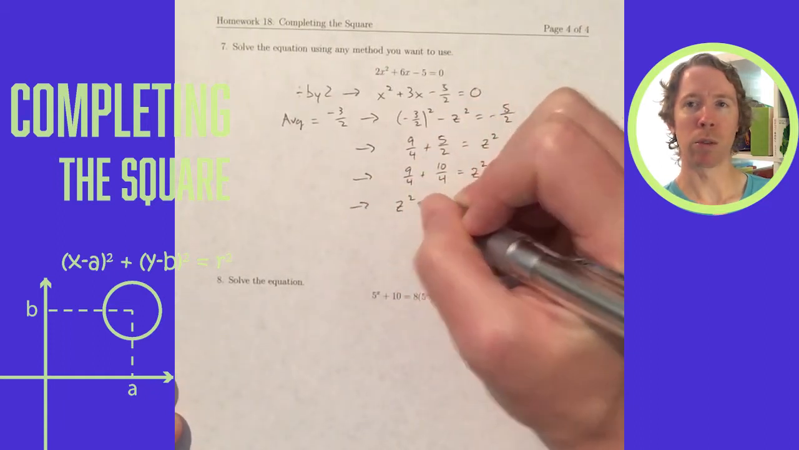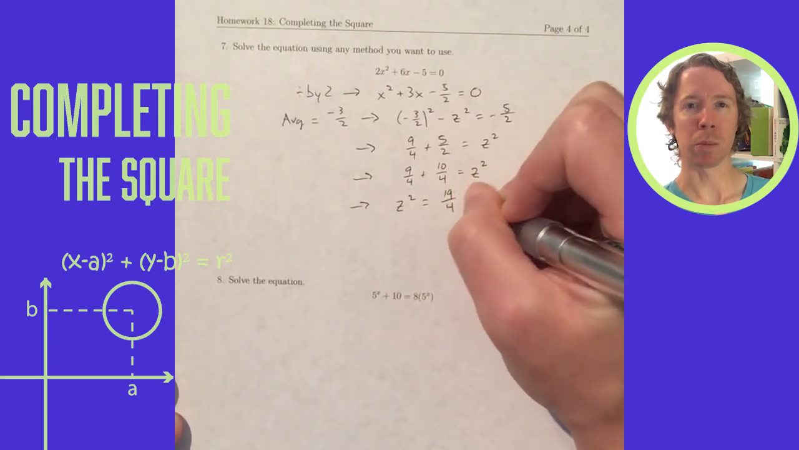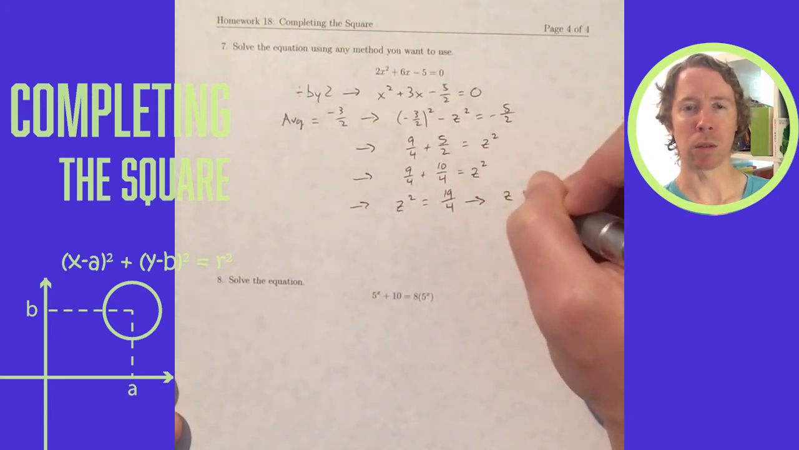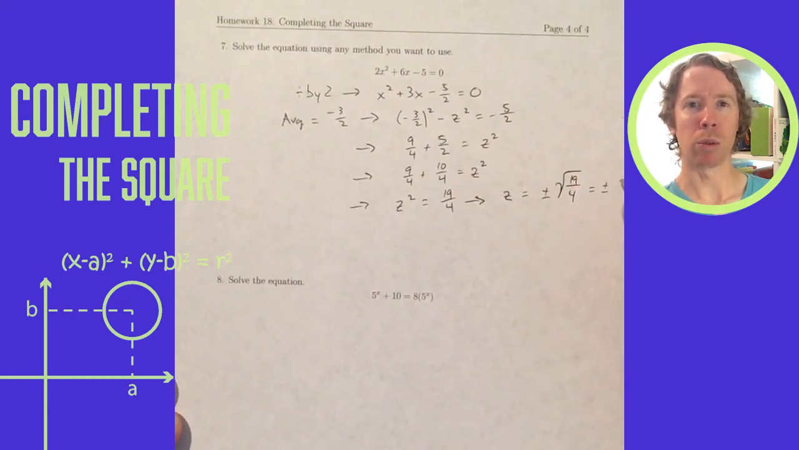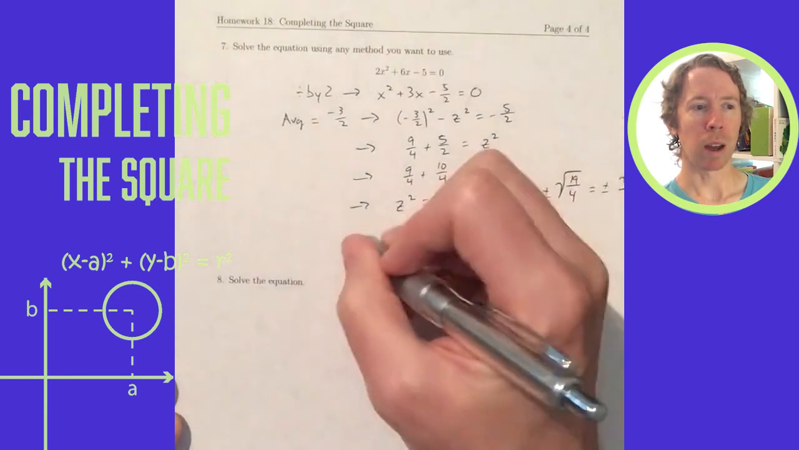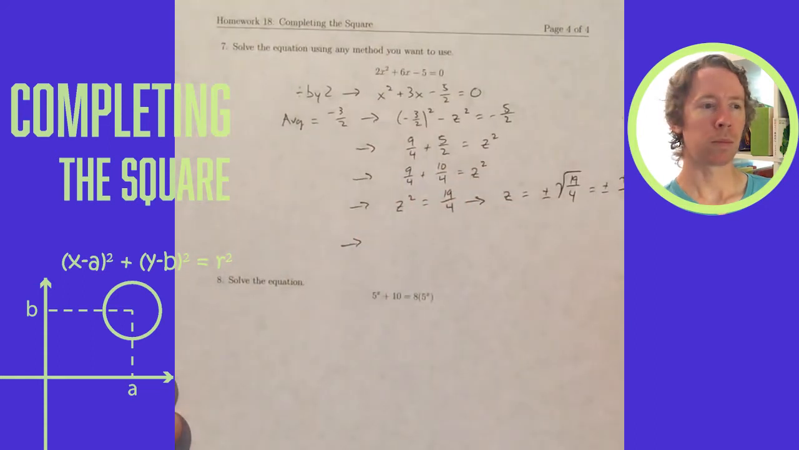Then I can take the square root of both sides. I get z equals plus or minus the square root of 19 over 4. And then remember, if you take the square root of a fraction, you're taking the root of the top over the root of the bottom. So I get z is plus or minus root 19 over 2.